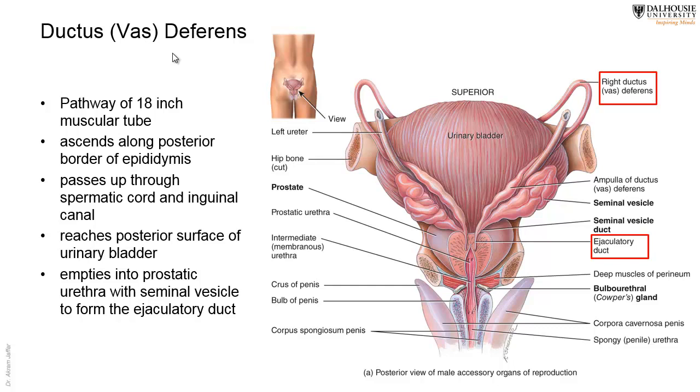Here it joins the duct of the seminal vesicle. This is the seminal vesicle that produces about 70% of the fluid of the semen, and they join together. They form the ejaculatory duct. One ejaculatory duct here, the other one on the other side. They open into the prostatic urethra.